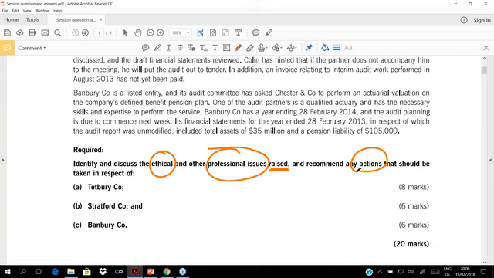Now, all of you know how many marks we have for ethical issues? 1.5. How many marks we have for professional issues? 1.5. Whether that is positive or whether that is negative. And how many marks we have for actions? We have 1 mark for action. So first of all, you should know what the marking scheme is.